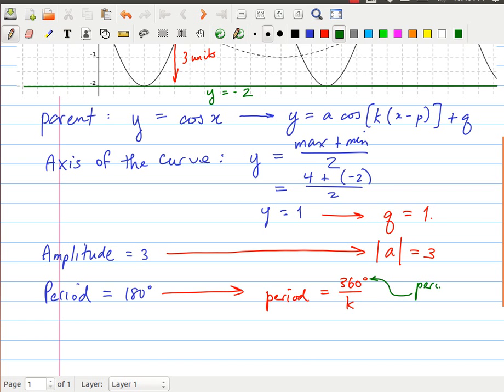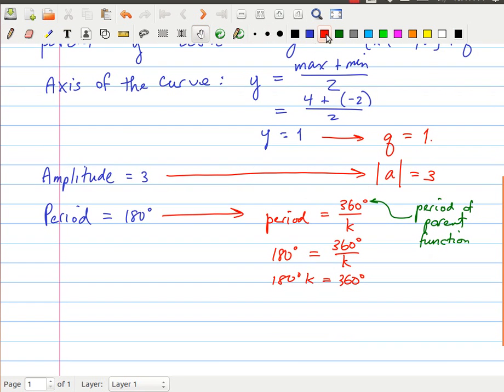So that is the period of the parent function. That's where that 360 degrees comes from. In our equation, we know that the period is 180. So I'm going to write this now just as a regular old equation. 180 degrees is equal to 360 degrees divided by k. I get 180 degrees times k is equal to 360 degrees. And so from there I get k is equal to 360 divided by 180. k is equal to 2.